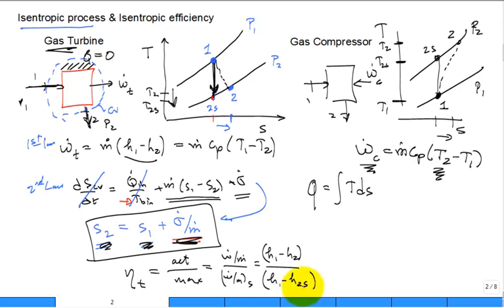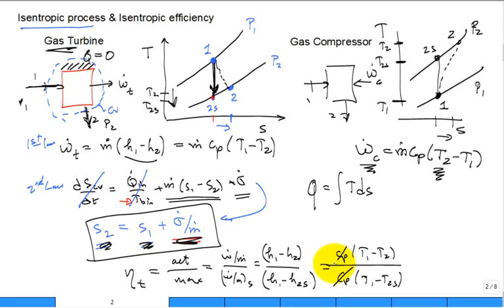If you had constant specific heats because it's a gas, you put the C sub P, T1 minus T2 divided by C sub P, T1 minus T2S. Cancel the C sub P's, and there you go. That's considered maximum because of the reversibility? Because you would have no irreversibilities, it's isentropic. That's right.